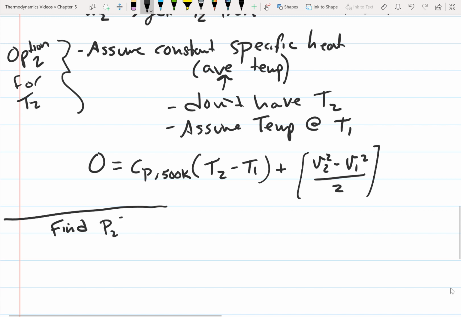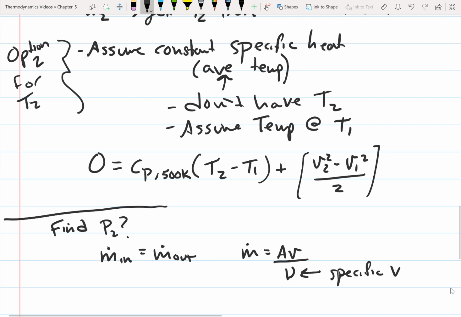So for P2, first of all, we know that the mass in is equal to the mass out because it's steady flow. And we know that m dot is equal to the area, and I'm just going to keep this generic for now, the area multiplied by the velocity over the specific volume. This is the specific volume, and this is the velocity.